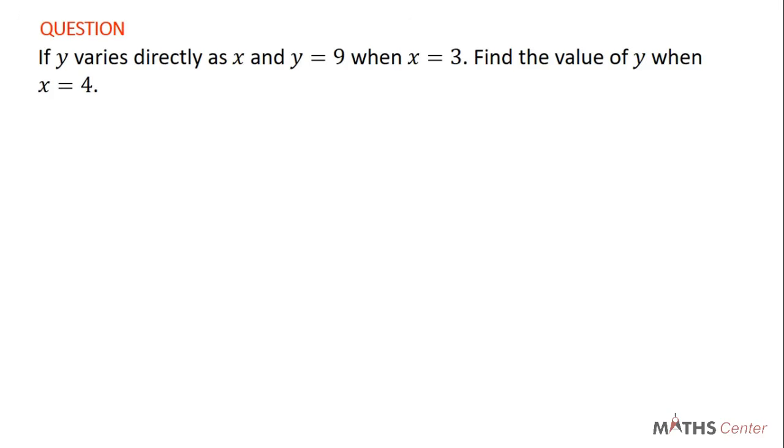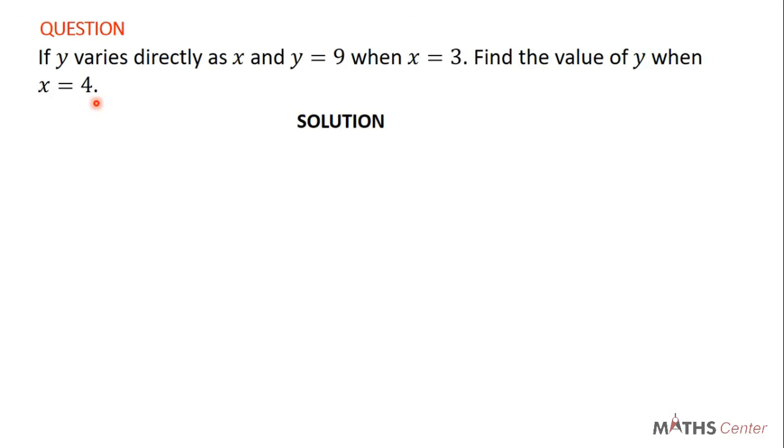If y varies directly as x and y is equal to 9 when x is equal to 3, find the value of y when x is equal to 4. So here you are being told that y varies directly as x, and you have been given the values y is equal to 9 when x is equal to 3, and we are supposed to find the value of y when x is equal to 4.